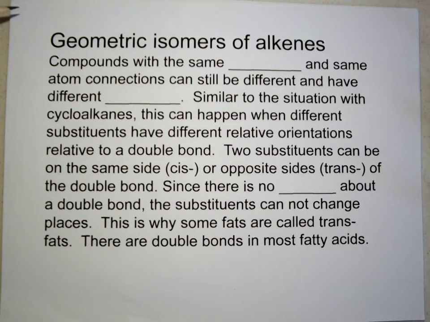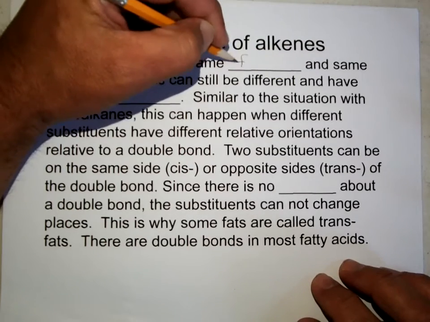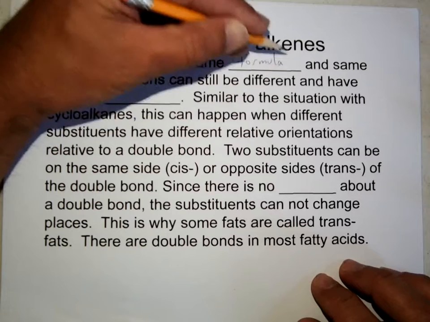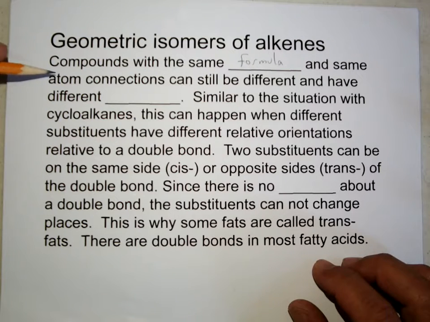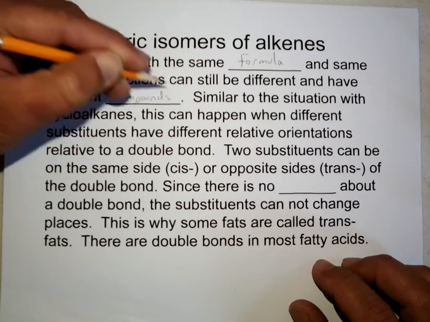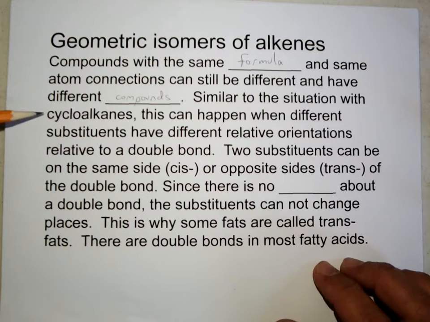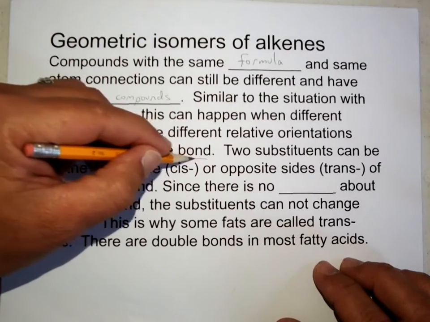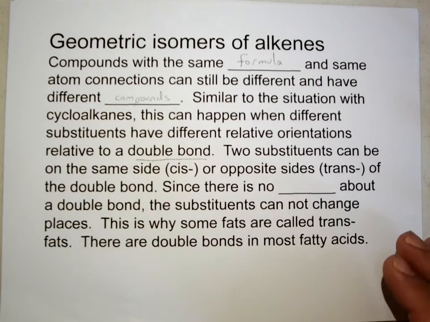Geometric isomers of alkenes: compounds with the same formula, so all isomers are going to have the same formula and the same atom connections, can still be different and have different compounds. Similar to the situation with cycloalkanes, this can happen when different substituents have different relative orientations. Again, this would be relative to a double bond. So before, our frame of reference was the plane of the ring for ring systems.